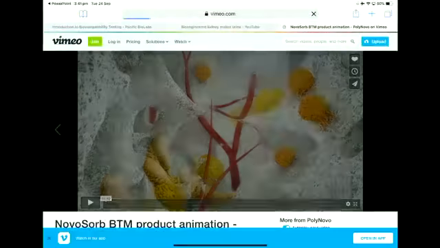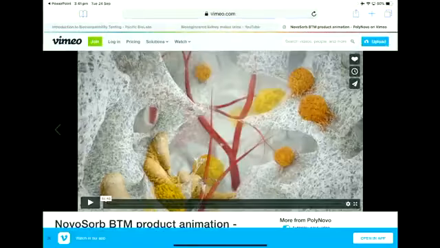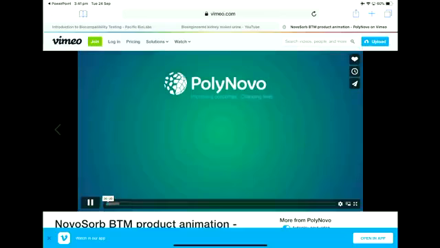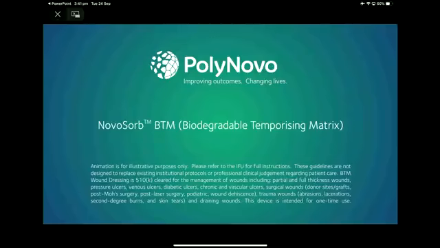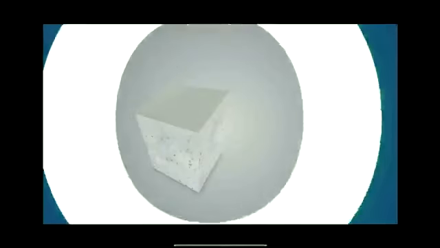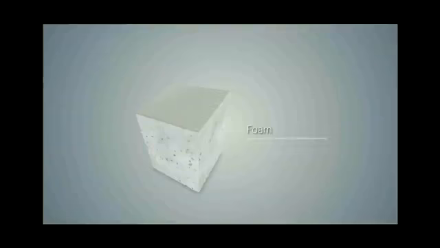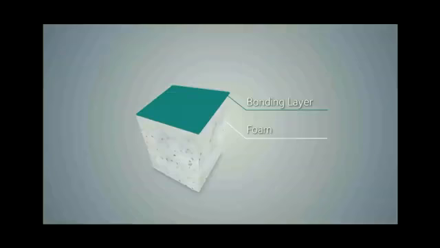So here is a video that goes through how these scaffolds, or the scaffold technology, so material-wise, and how they're using it to grow skin. NovoSorb BTM, a biocompatible and biodegradable polyurethane matrix, is composed of 3 layers: a wound-facing 2mm open cell foam matrix, a polyurethane bonding layer, and the temporary sealing membrane to physiologically close the wound.